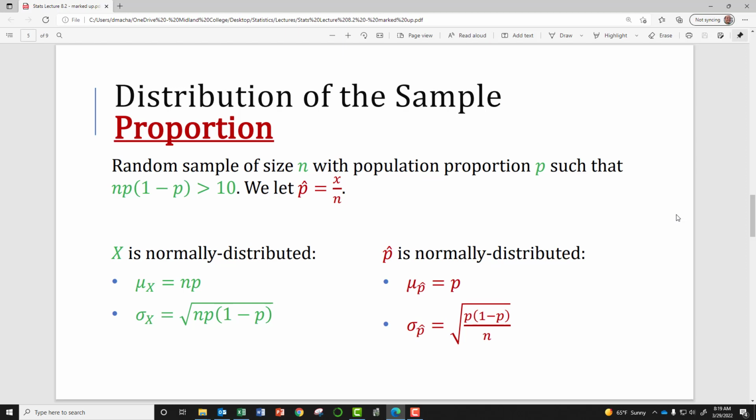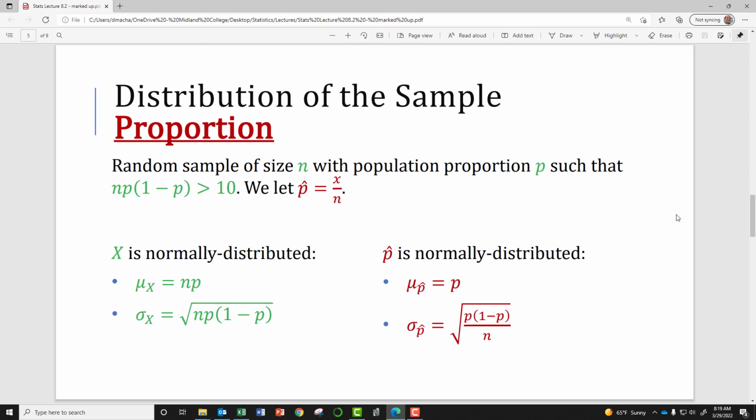So this is just a different way of rearranging the slide, but giving you the same information. If you have a random sample of size n with population proportion p, such that n times p times 1 minus p is greater than 10, that means that your random variable x is normally distributed. And the mean of that normal distribution will be n times p, and the standard deviation will be the square root of n times p times 1 minus p. But then, if x is normally distributed, that means that p hat must be normally distributed, because p hat is just x divided by some constant number n.